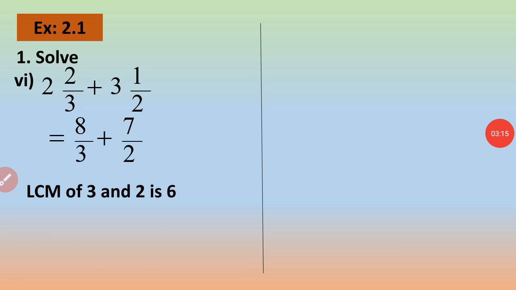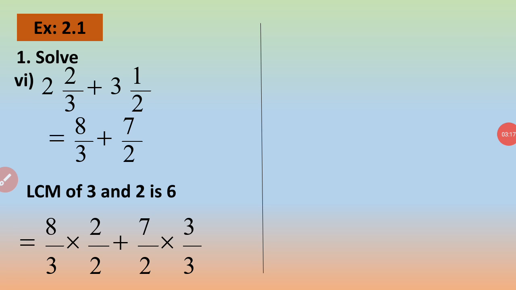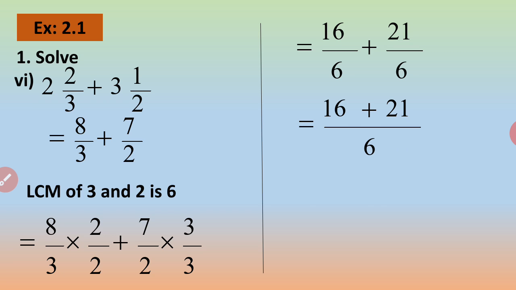Next is making the denominators the same by multiplying the numerator and denominator by certain numbers. Here the first term should be multiplied by 2 and the second term should be multiplied by 3 so that the denominators become equal to the LCM, that is 6. Now after getting the equal denominators, we will add them and we'll get the final answer.